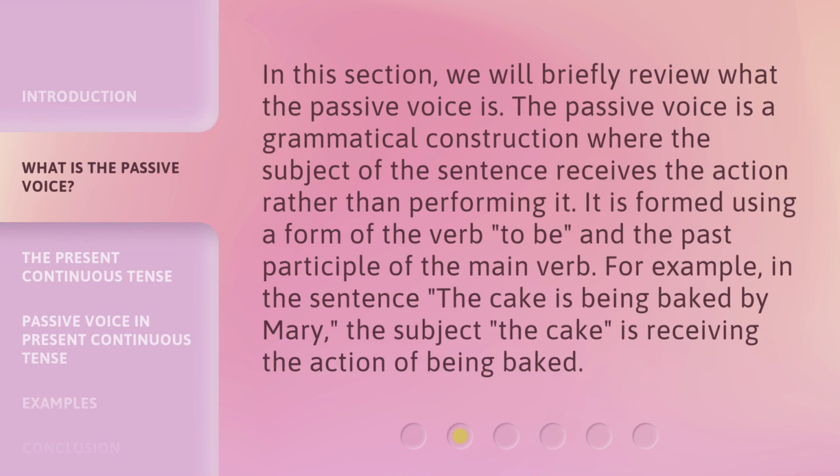In this section, we will briefly review what the passive voice is. The passive voice is a grammatical construction where the subject of the sentence receives the action rather than performing it. It is formed using a form of the verb, to be, and the past participle of the main verb. For example, in the sentence, "The cake is being baked by Mary," the subject, the cake, is receiving the action of being baked.